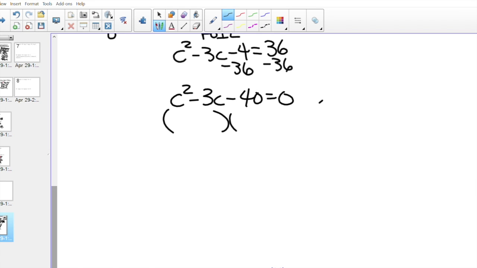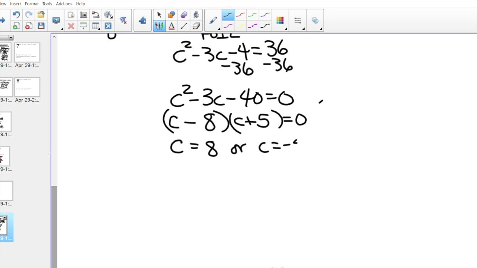Trial and error or simple? I hope you said simple. C and C. Tell me two numbers that multiply together to give you 40, but subtract to give you 3. And when you subtract, no, you can't have two negatives, only one. So which one is negative? Well, the sign of the larger number is the same as the middle term. So we have c equals 8, or c equals negative 5.